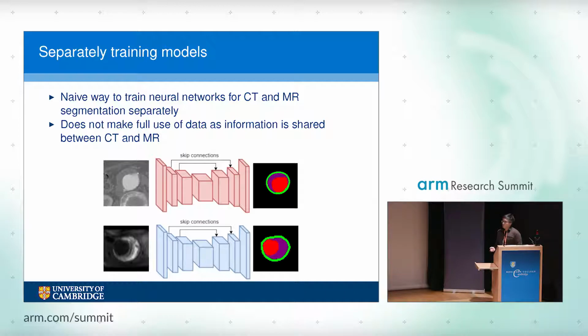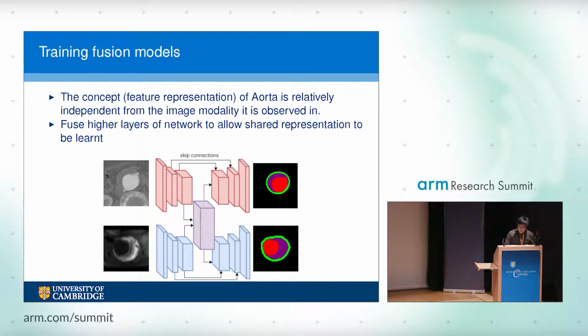A naive way to train, so we have the image data set has the CT modality and MR modality. A naive way to use this data set is we train one model to segment the CT image, and we train another model to segment the MR image. But this actually doesn't take full use of the information contained in the data set because the image is taken from the same patient, and we're looking at the same part of the body, and it has the same disease.